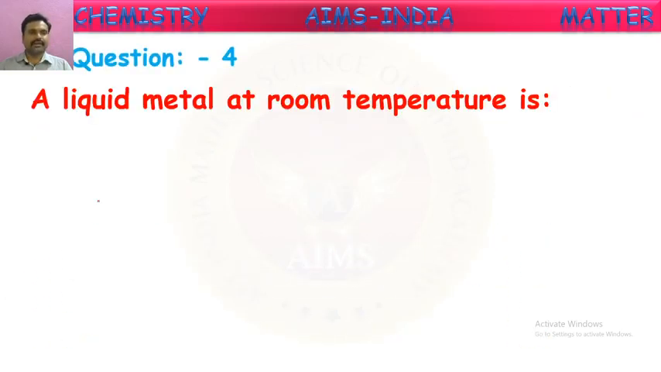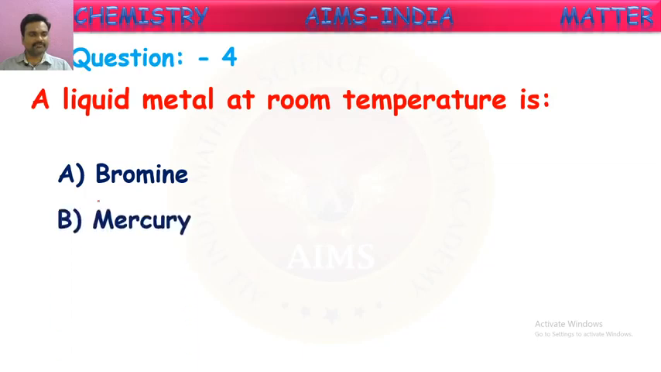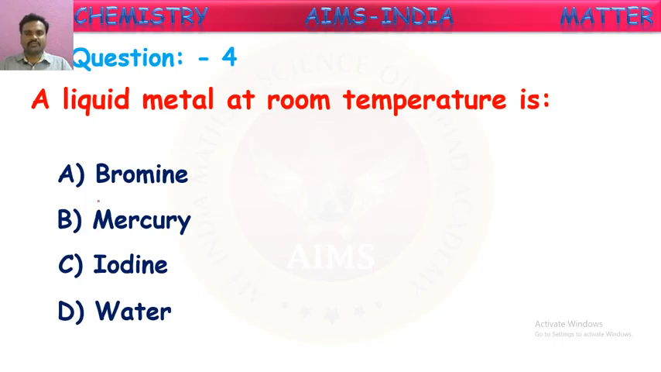Next, a liquid metal at room temperature. Out of all the metals, mostly all the metals are solids, but only one is in liquid state, we told. What is it? Oh, already some of you have given the correct answer, right? Without options. Let me say the options. The remaining can also try: bromine, mercury, iodine and water. Out of these, which is a liquid metal? Yes, good. It is mercury. Bromine is a liquid non-metal, whereas mercury is a liquid metal. Good.